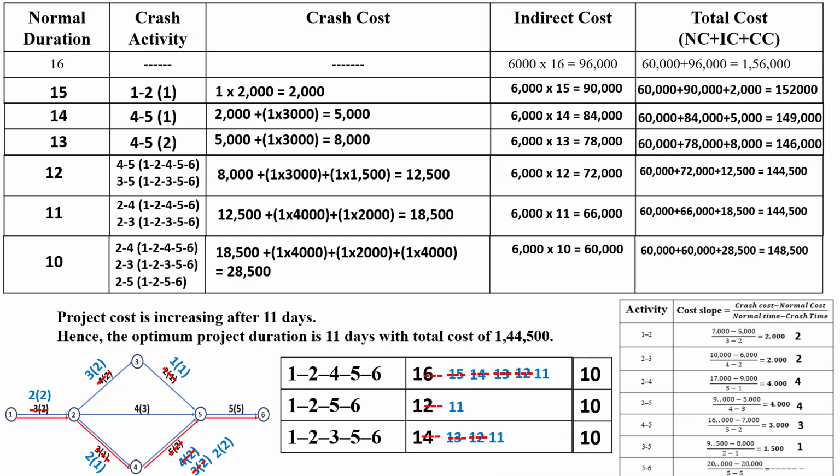So for 11 days of crashing, total cost is 144,500, but for crashing to 10 days it is 148,500. Then project cost is increasing after 11 days. Hence the optimum project duration is 11 days with the total cost of 1,44,500. So this is the solution, and thank you.